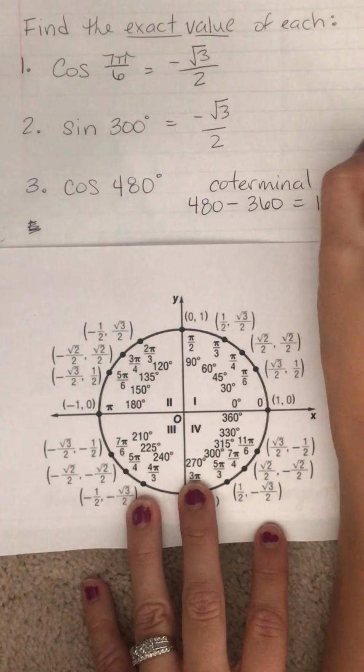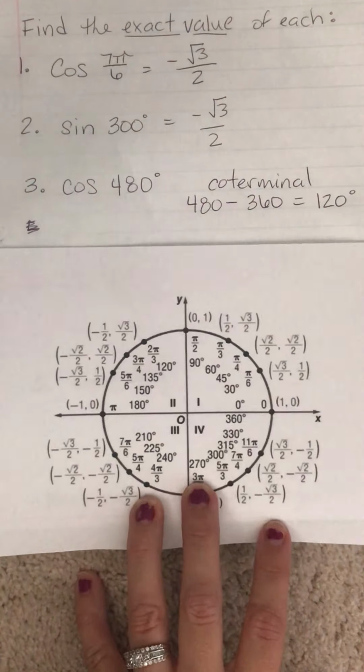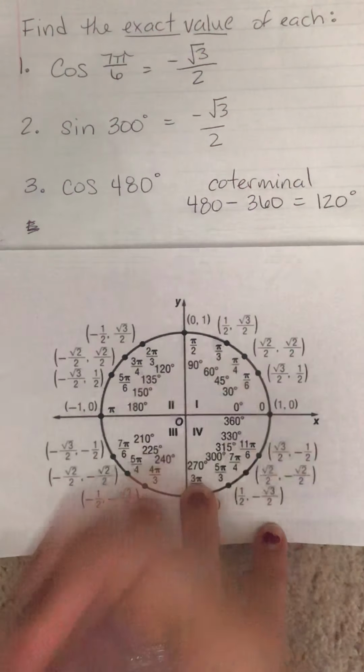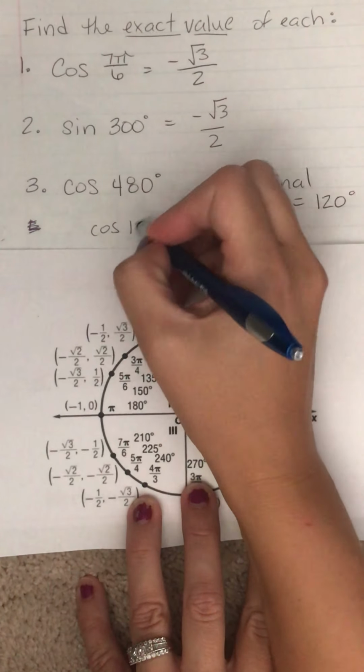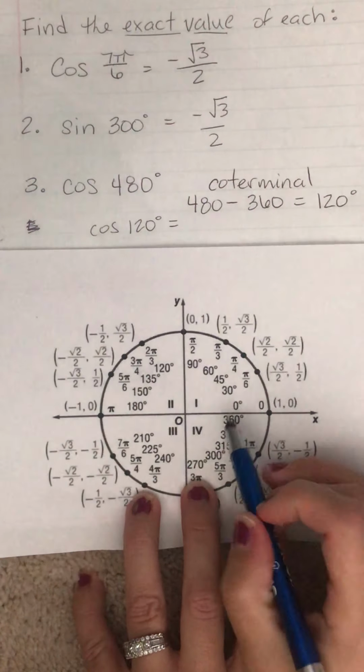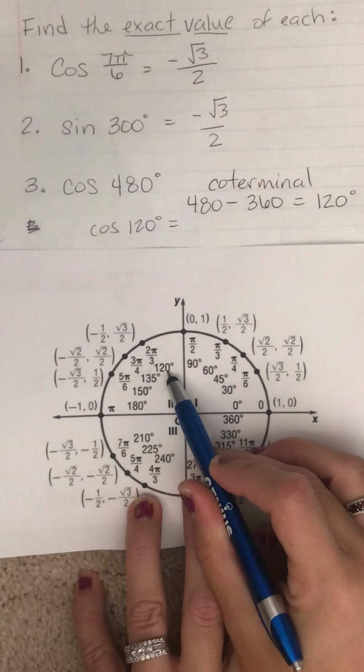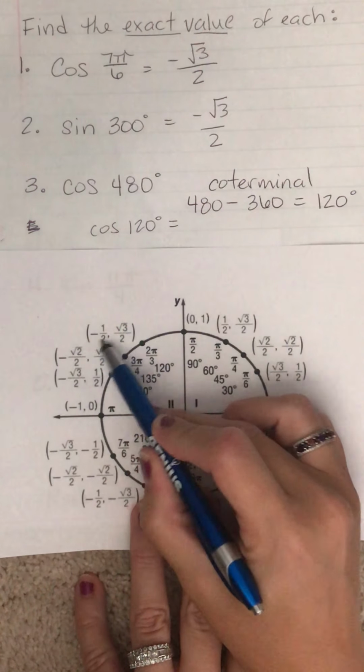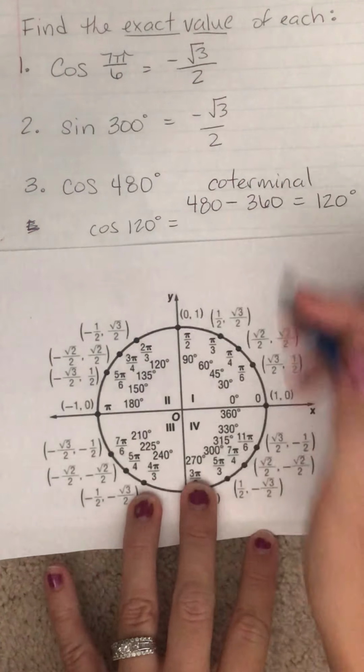Therefore, we have a measure of 120. So we are actually finding, in a way, cosine of 120 degrees. They'll be the same. So find 120. There it is. Cosine represents the x value, so negative 1/2 is our answer.